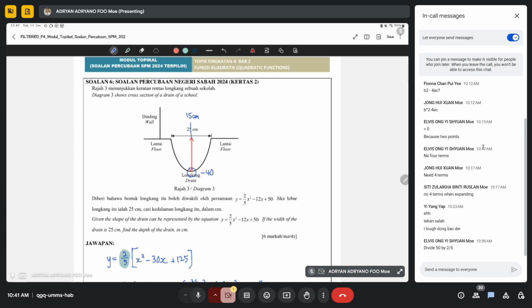现在我们要找 depth 的话，怎么样找？Because we assume that this floor here is your zero. So some will assume straight away that negative 40 就是你的 depth. Okay? But actually no. You have to take this 15 cm 试试看 substitute 进来这个。What do you get? You substitute into that. Why cannot assume that negative 40 is your answer?